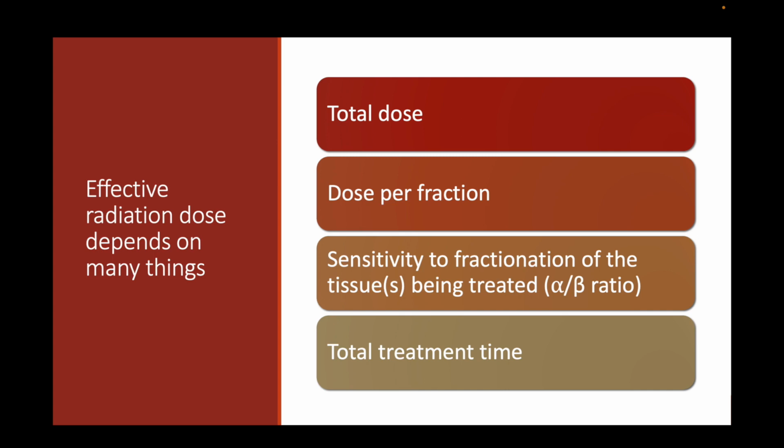And so the sensitivity of the tissues that we're treating to that dose per fraction is also going to play a part in determining the biologic equivalent dose. So all of these things that we just mentioned, the total dose, the dose per fraction, and the sensitivity to fractionation of the tissues that we're treating, which is also called the alpha-beta ratio, weigh into our effective radiation dose, or the biologic equivalent dose.